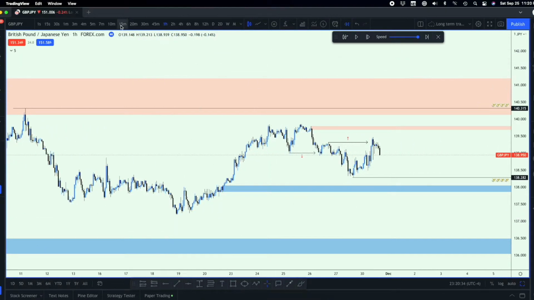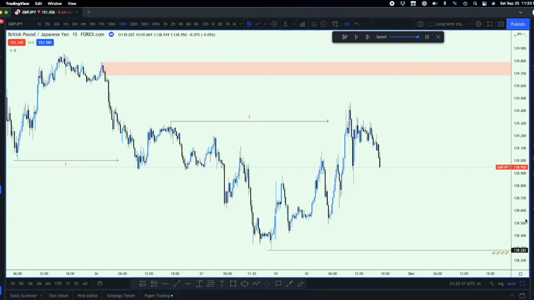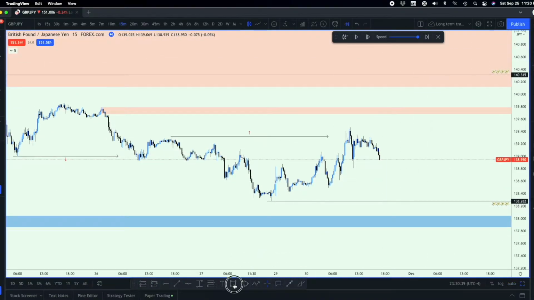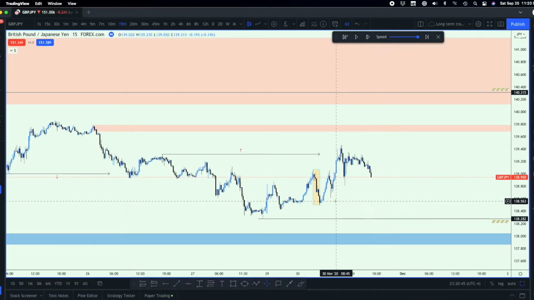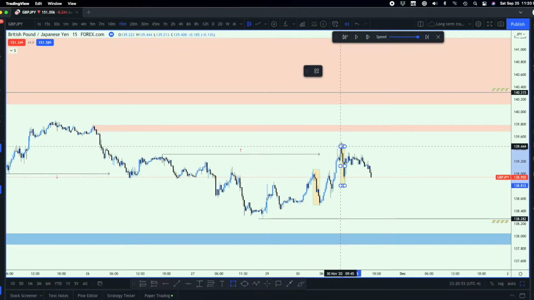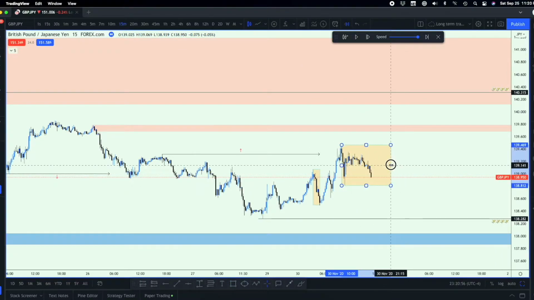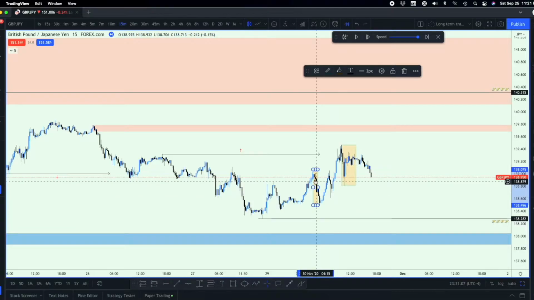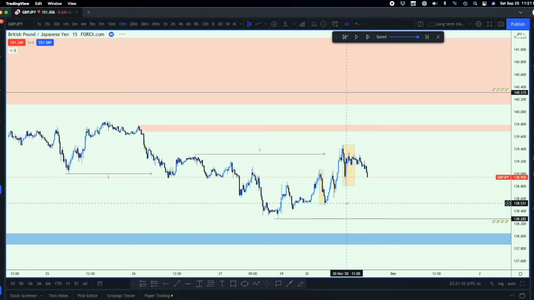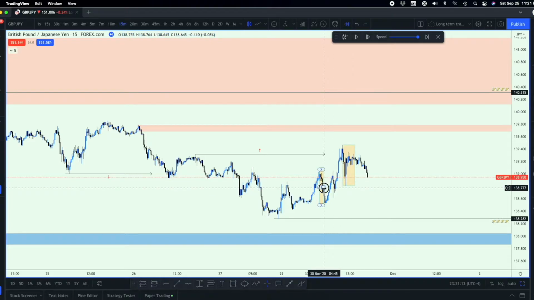So now let's go down to the 15 and see what we see. So I see some MBs, right? See this. It's validated here, right? And I see this MB here. And we have not validated this MB yet, but we have validated this one overall. And this is another MB, but it's inside of this one. So I don't know if I really want to respect that.